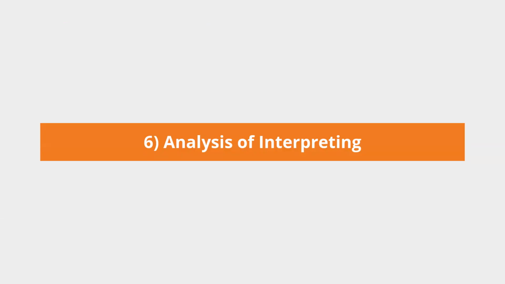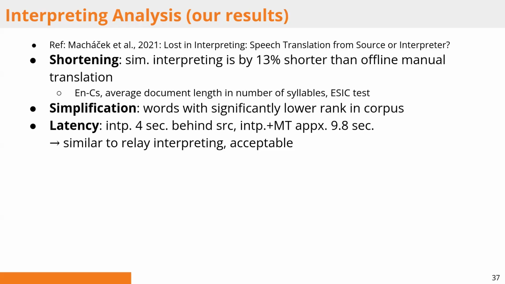So next topic, the analysis of interpreting. In our paper, Lost in Interpreting, from 2021, we analyzed the ESIC corpus and compared the simultaneous interpreting to translations, and we realized that it's 13% shorter than offline manual translations for English to Czech, when we count the syllables, because the syllables are universal units, kind of.